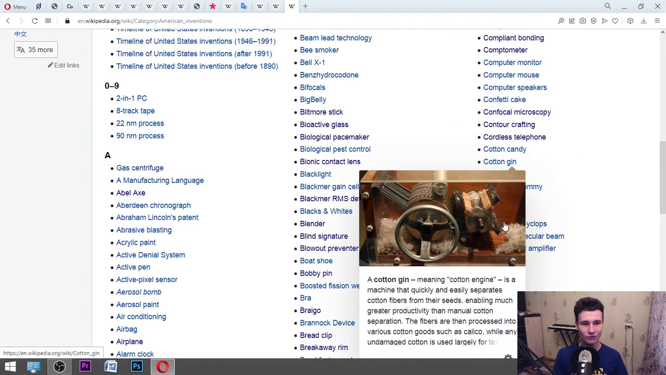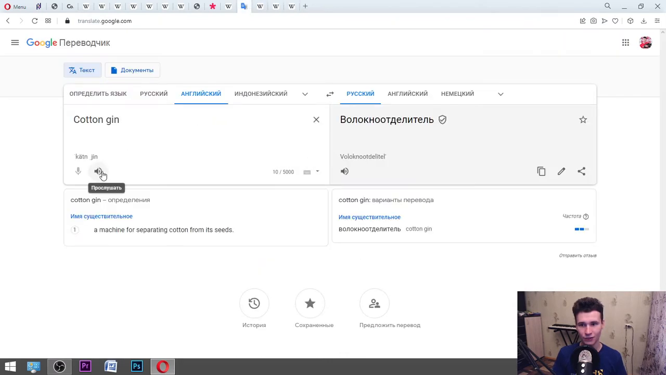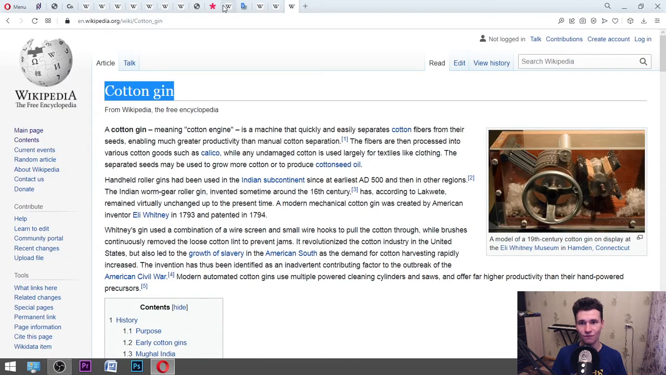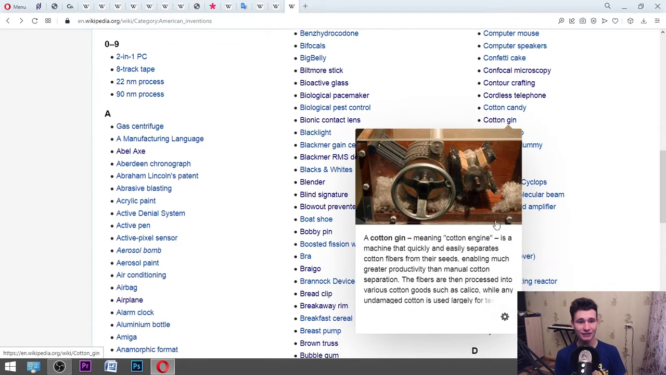And also cotton gin, we have cotton gin, meaning cotton engine. Yes, cotton gin, I think so. One moment, and it will be the pronunciation, cotton gin. It is like for the cotton candy, yes, and I think that it is the same, maybe. A cotton engine is a machine that quickly and easily separates cotton fibers from their seeds, enabling much greater productivity than manual cotton separation. Okay, it is like a separating machine for the cotton fibers.